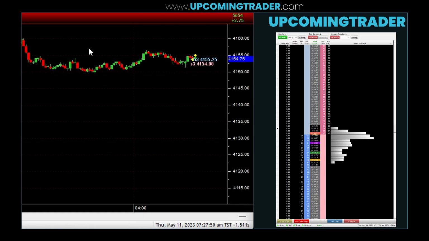To identify these patterns, look for the strong initial move that forms the flagpole. For flags, identify the parallel trend lines that form the consolidation phase. For pennants, spot the converging trend lines that create a small triangle.